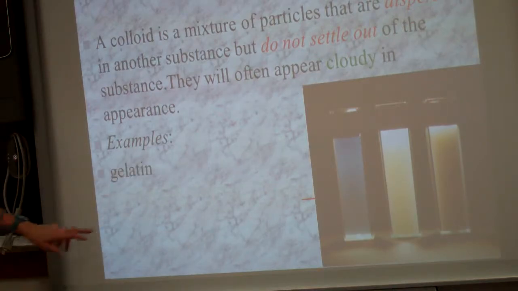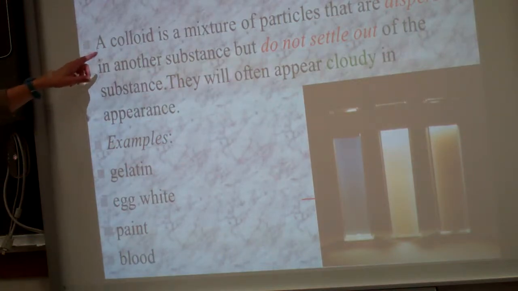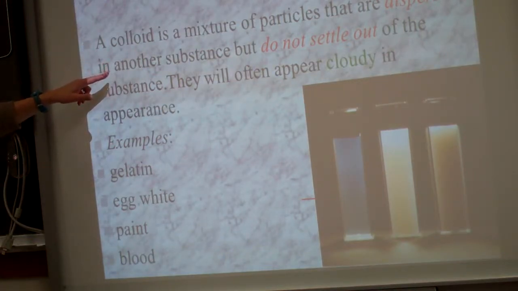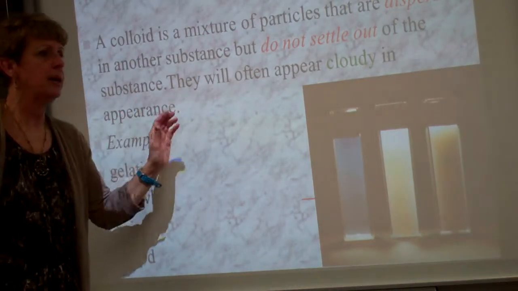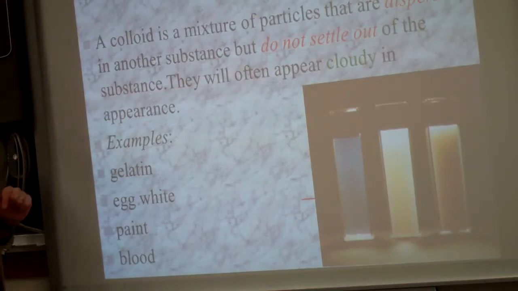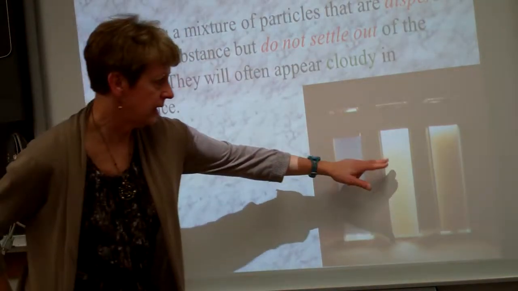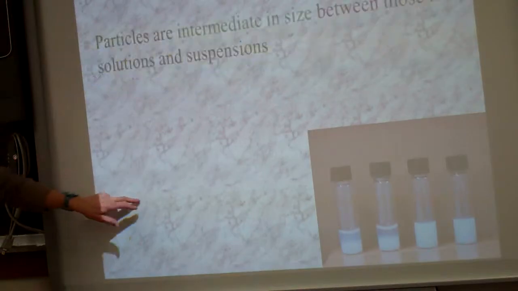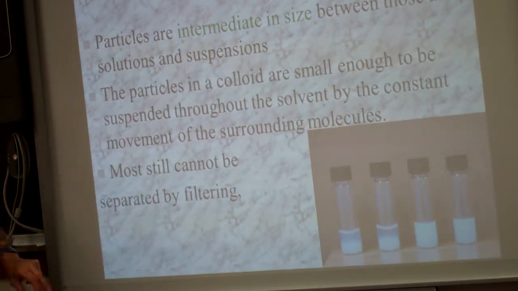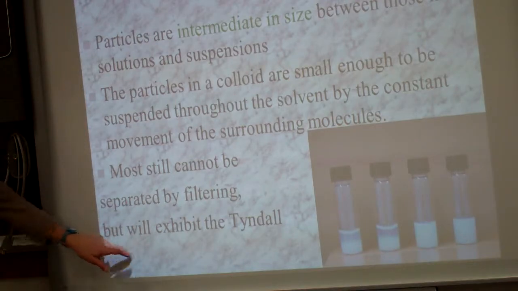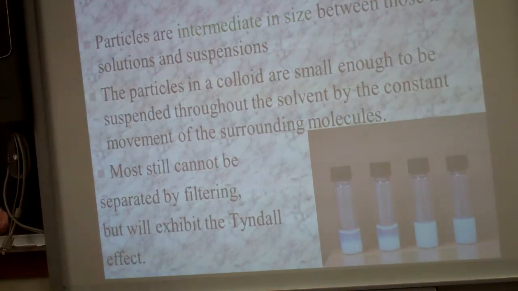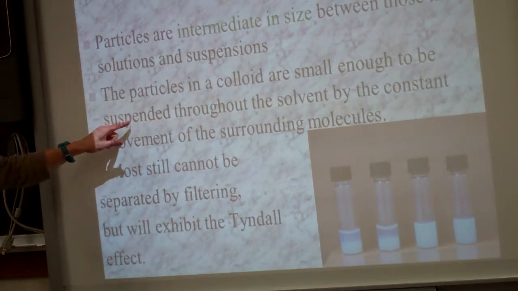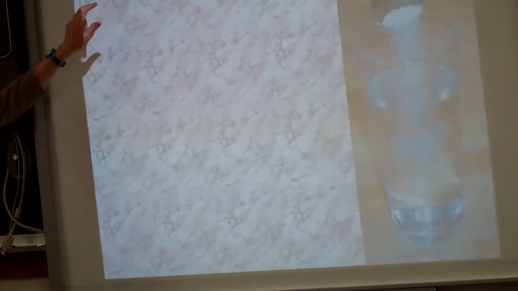Colloids, some examples again: jello, egg whites, paint, blood. In a colloid, the particles are dispersed, but they don't settle out. You've got a whole lot of different cells in your blood, but they won't settle out. They may appear cloudy in a solution. That's why they do exhibit the Tyndall effect. Particles are intermediate in size. Small enough to be suspended, can't be separated.